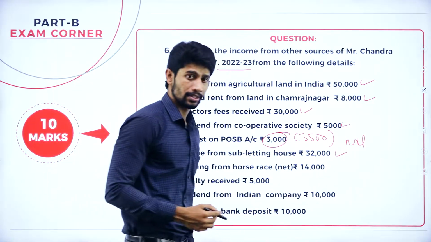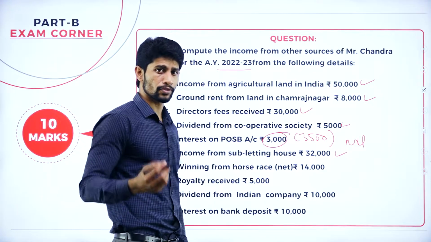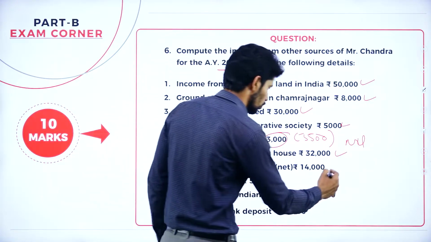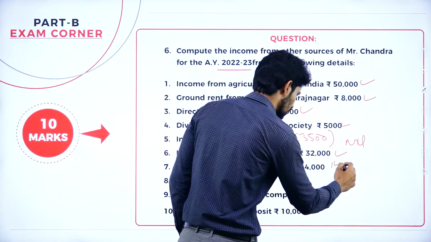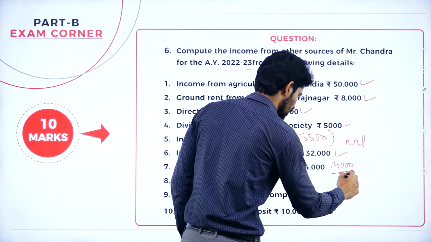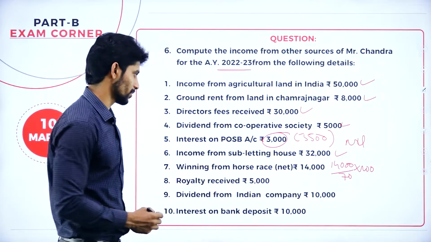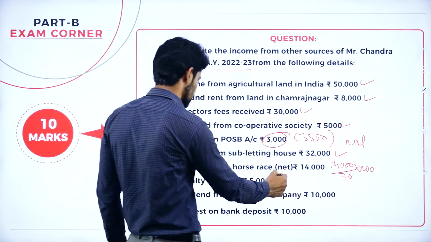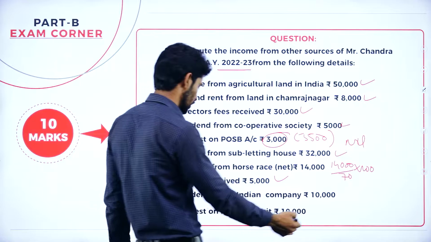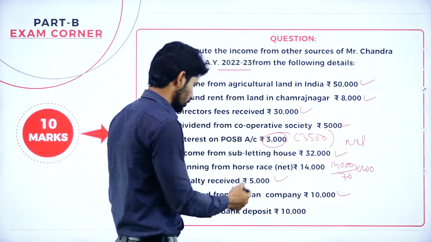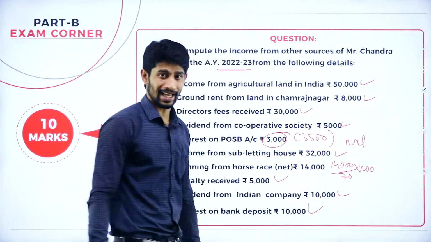Income from horse race. Net value is given. What you are supposed to do? You are supposed to make it gross. So 14,000 divided by 70 into 100, you will get the gross value of rupees 20,000. Next, royalty received, yes, taxable. Dividend from Indian company, taxable. Interest on bank deposit, taxable.